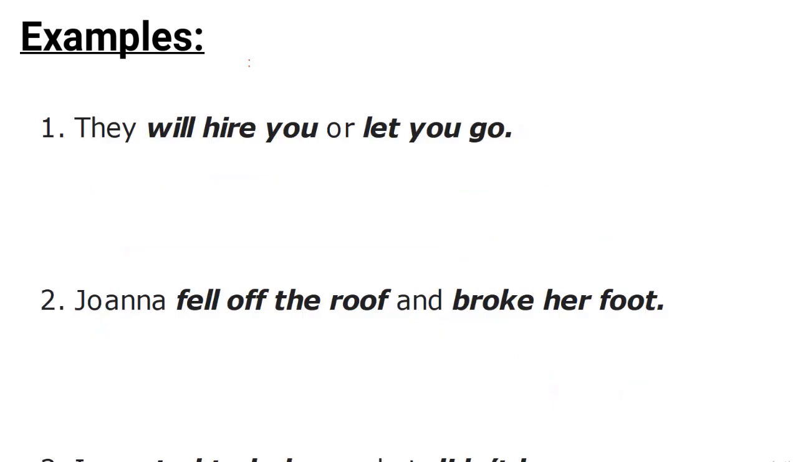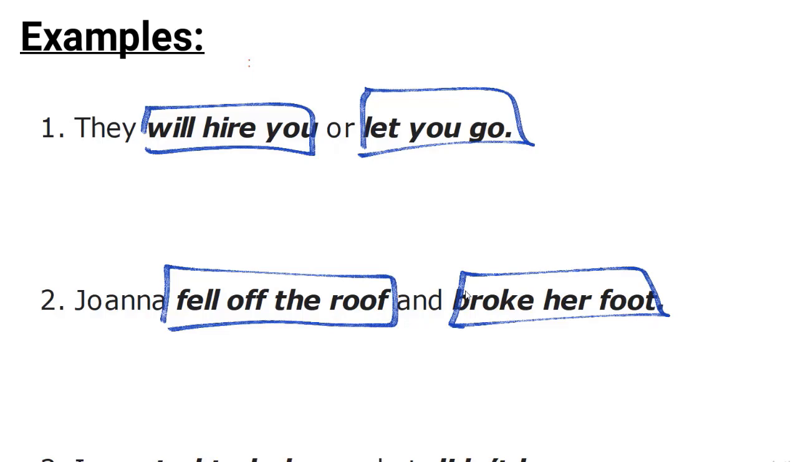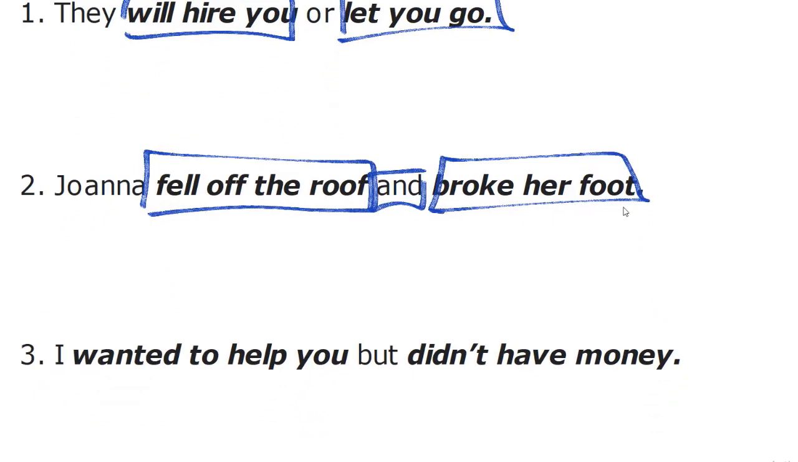Let me give you more examples. They will hire you or let you go. They will hire you. This is the first thing they'll do, or conjunction, coordinating conjunction, let you go. This is the second action they'll do, right? They will hire you or let you go. Second example, Joanna fell off the roof and broke her foot. Joanna fell off the roof. This is the first thing that happened with her. She fell off the roof and broke her foot. So this is our compound predicate joined with the conjunction and. Coordinating conjunction. Another example.